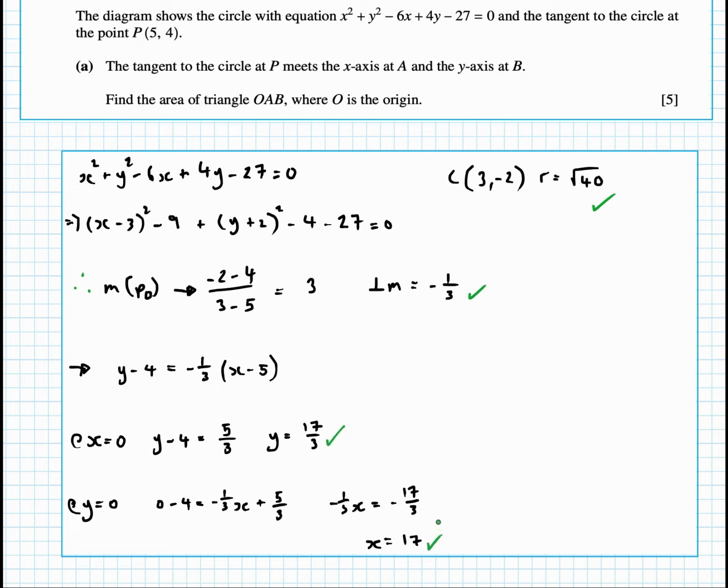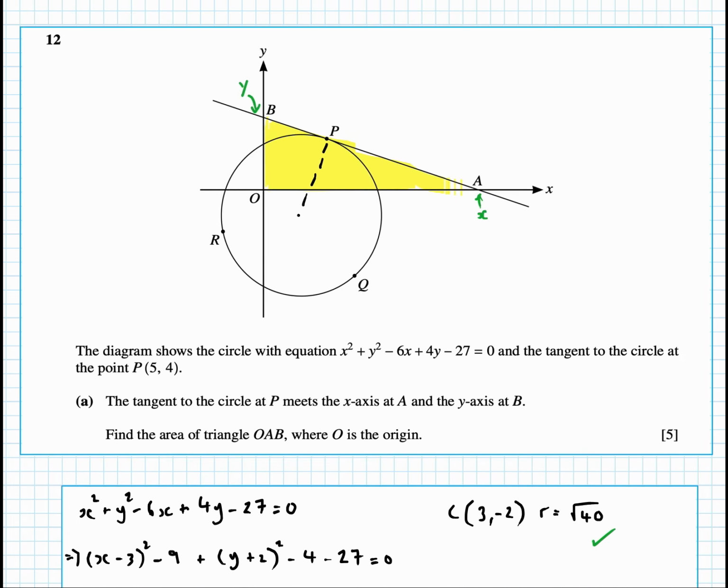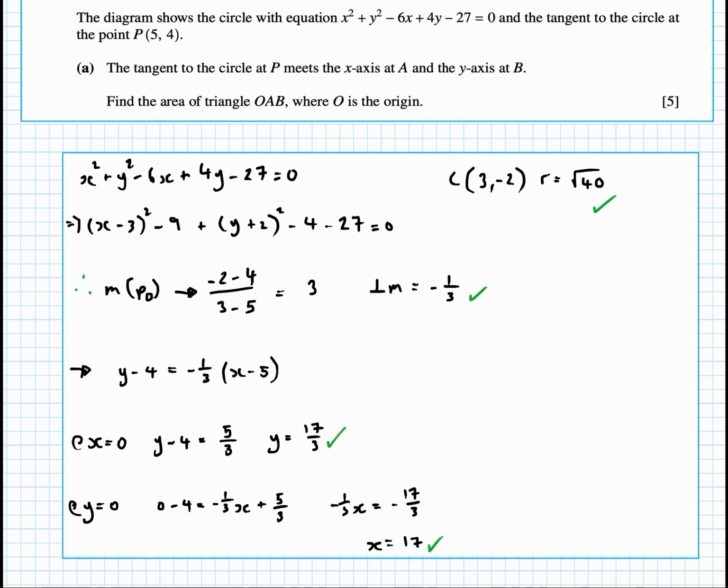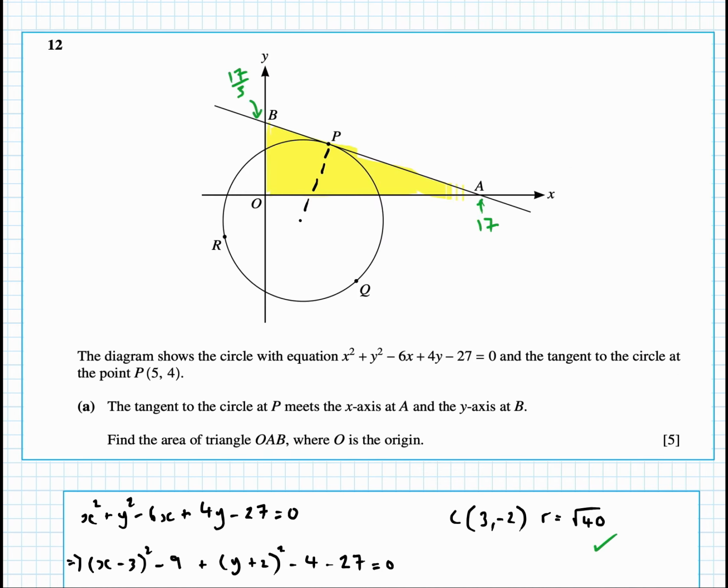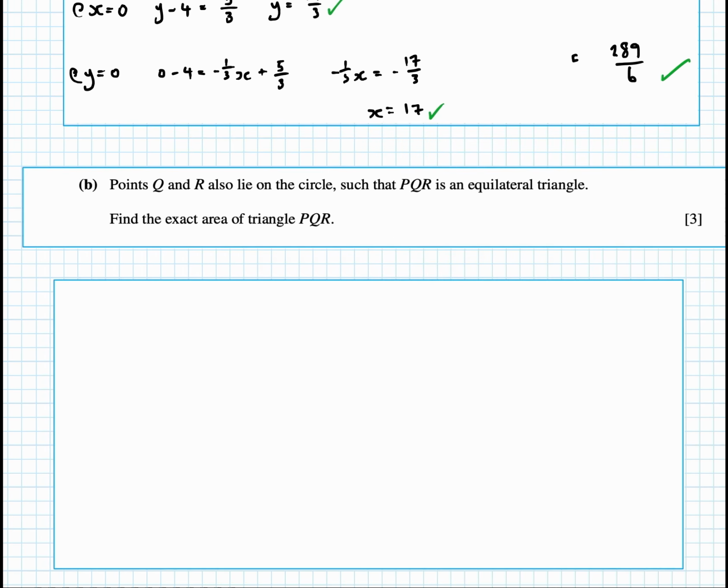At this point now, you can find the area for OAB because we have 0, so that's our origin. On our y-axis, we have 17 over 3, and on our x-axis, we have 17. So for the area of a triangle, 1/2 times those two values. So 1/2 times 17 over 3 times 17, whatever order you want. And the answer is 289 over 6. So that's the area for part A. I'll just check to make sure before you move on.